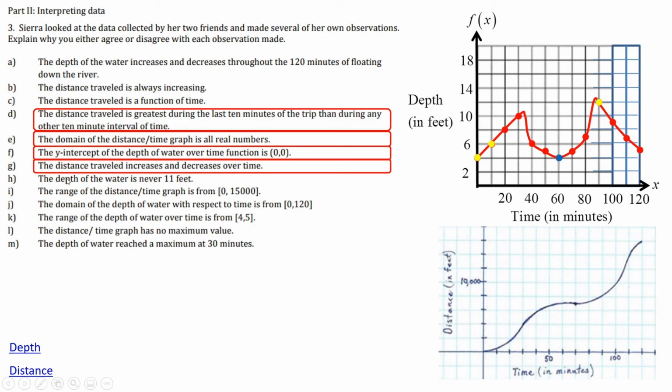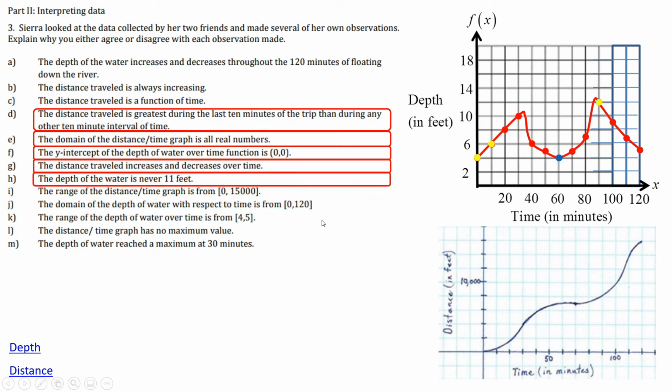The depth of the water is never 11 feet. Well, I know in the table, I don't think we ever saw an output of 11 feet, but we said that the depth of the water was a continuous function. Therefore, if there's a time where right here we're at 10 feet, and right here we're at 12 feet, we must have been at 11 feet somewhere in between, so I'm going to disagree there too.